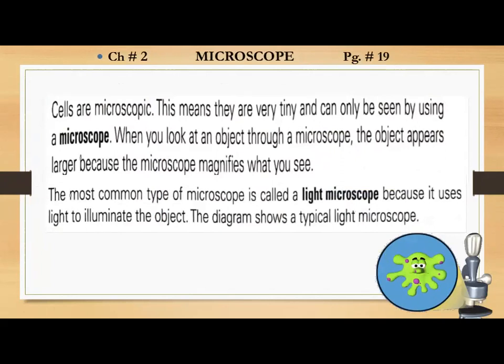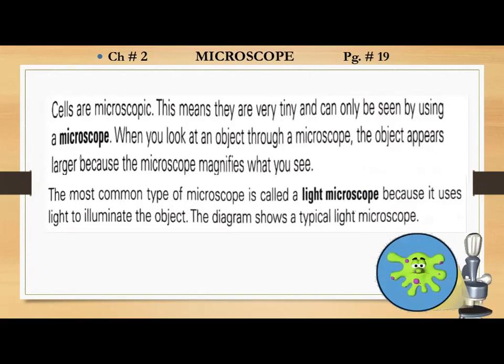We can't see cells. Okay, so that is why they are called microscopic. Okay, cells are microscopic. What does it mean that cells are microscopic? Because we are not able to see them with our naked eyes. So all those things which cannot be seen by our naked eyes, we call them microscopic. Okay, and those things which we can see with the help of our eyes, we call them macroscopic organisms. This means that they are very tiny and can only be seen with the help of a microscope.